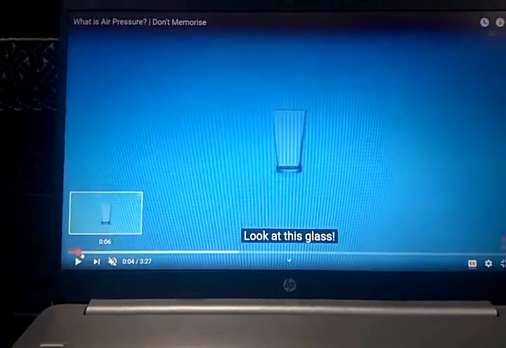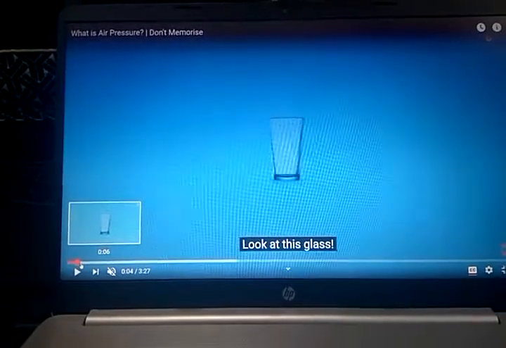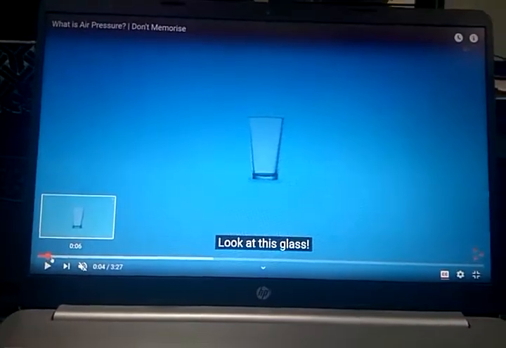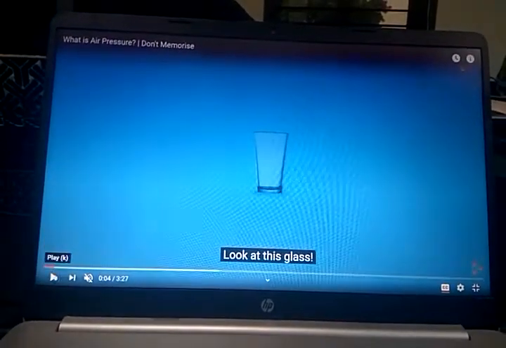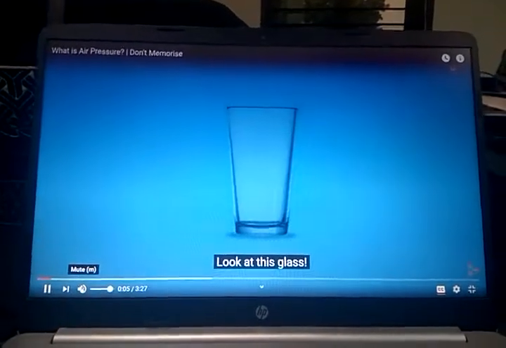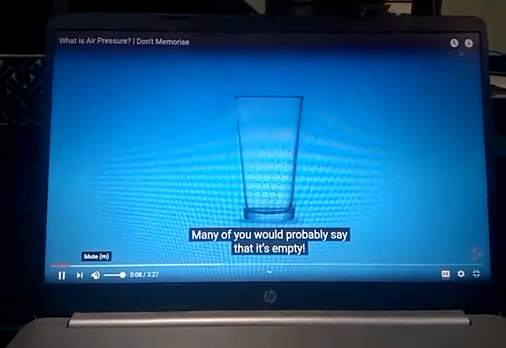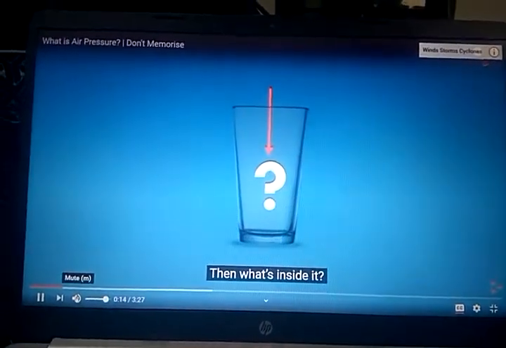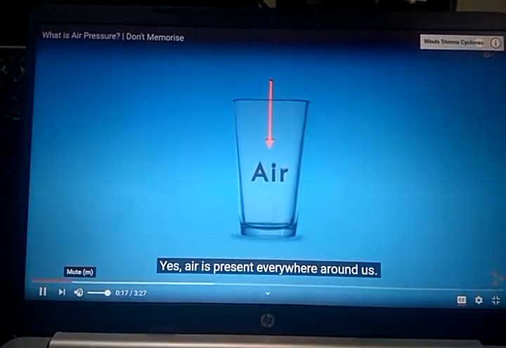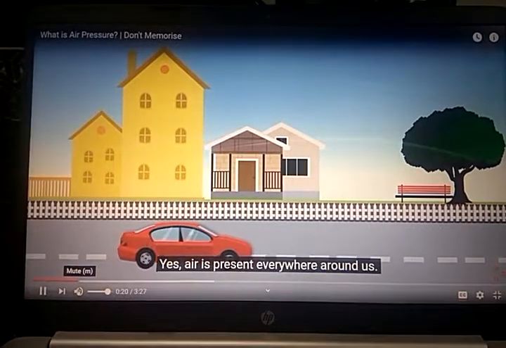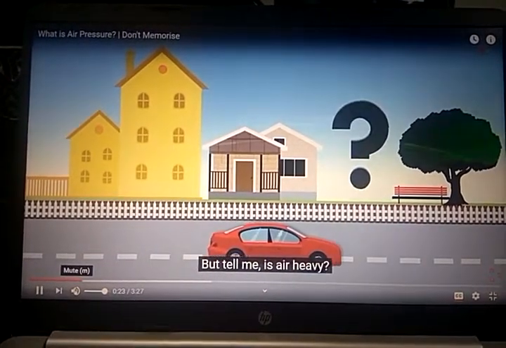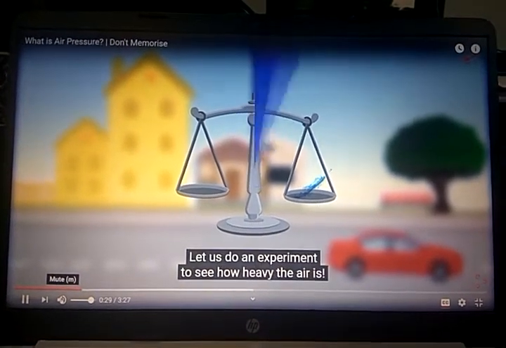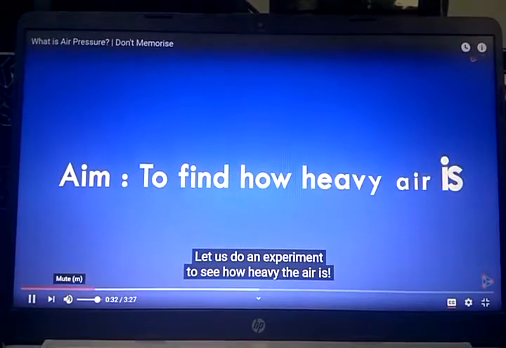Okay students, let's talk about one of the activities, that is air exerts pressure. You watch this activity. Glass. What do you see inside it? Many of you would probably say that it's empty. However, it's not. There is air inside this glass. Yes, air is present everywhere around us. But tell me, is air heavy? We generally feel that air is light in weight. How true is this? Let us do an experiment to see how heavy the air is.